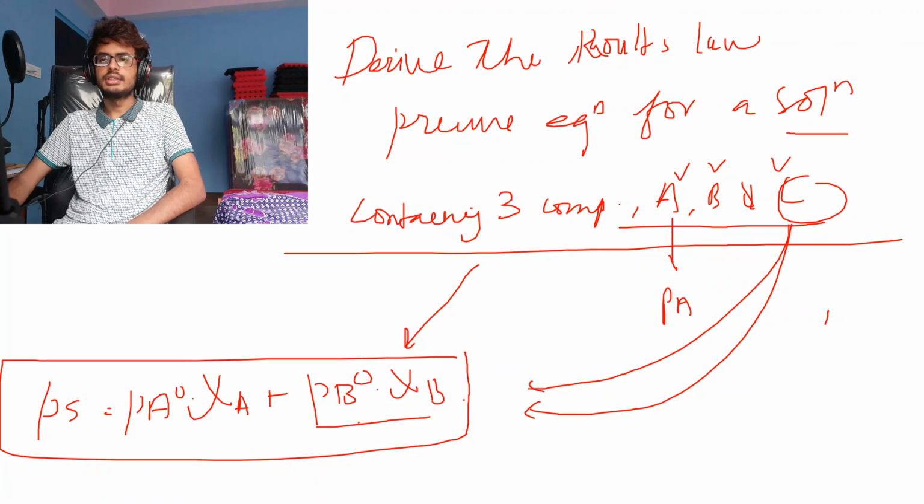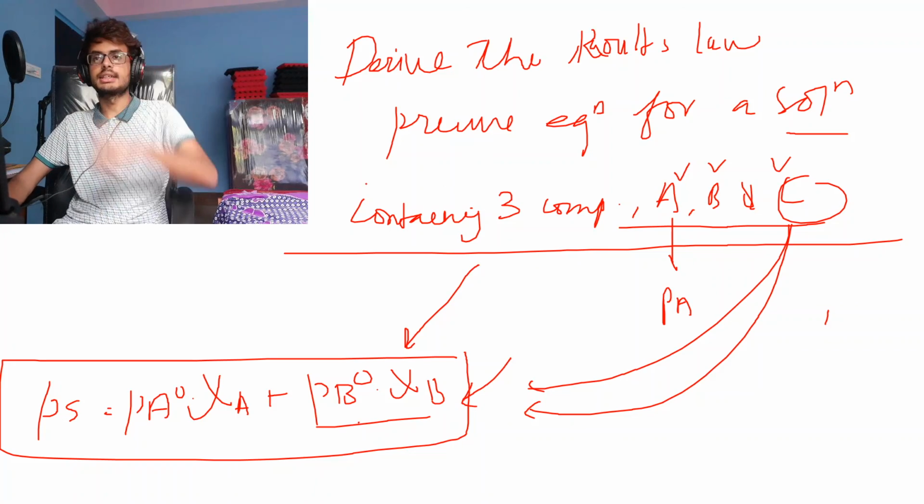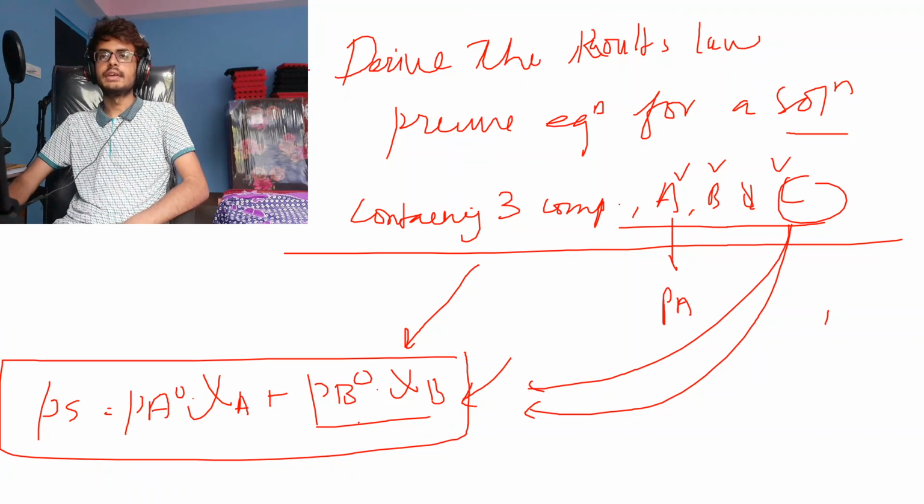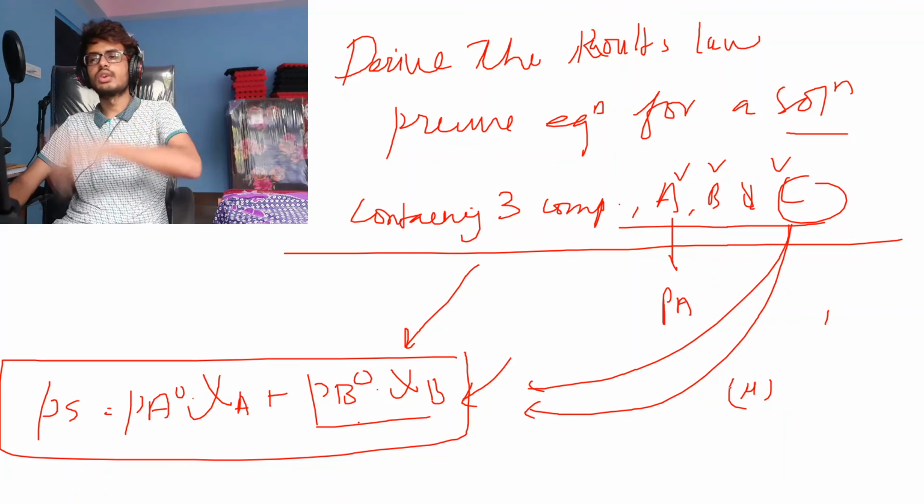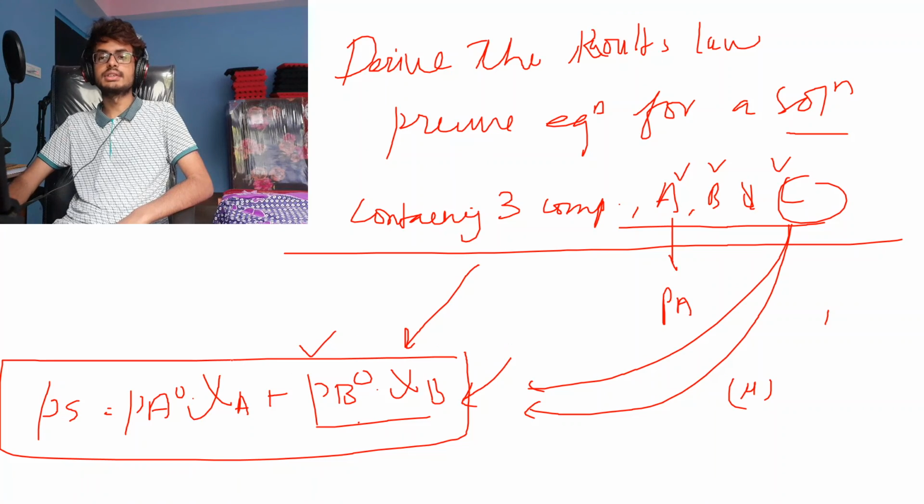If they are not volatile, the application does not hold. For non-volatile there is another topic. So this is Raoult's law first one, where the components are volatile. Okay, and I'll do the second part tomorrow. That is Raoult's law for non-volatile components. So when the components are non-volatile, there is some different derivation. Okay, so this is the derivation when the components are volatile.